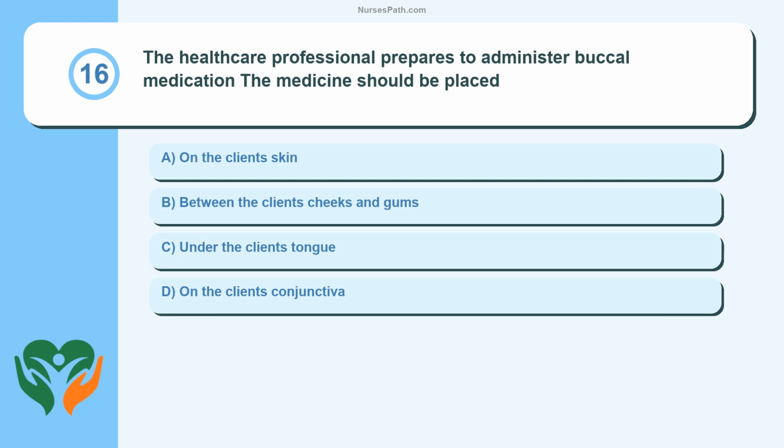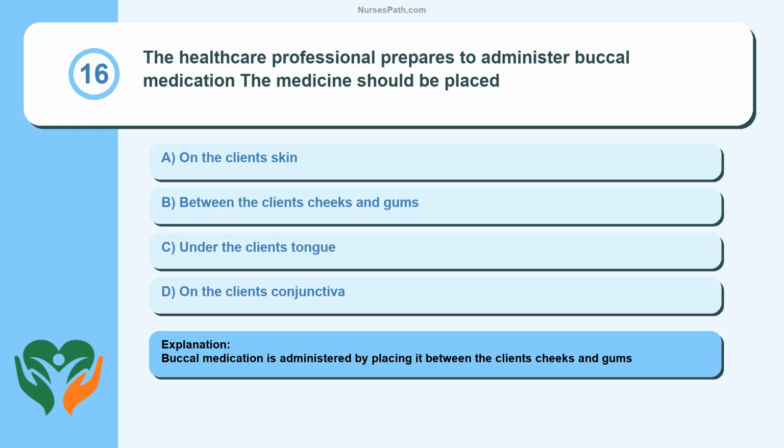Question 16. The healthcare professional prepares to administer buccal medication. The medicine should be placed on the client's skin, between the client's cheeks and gums, under the client's tongue, on the client's conjunctiva. Buccal medication is administered by placing it between the client's cheeks and gums.